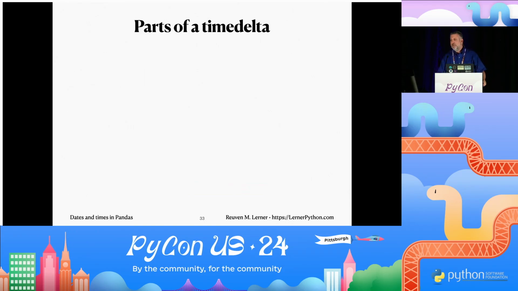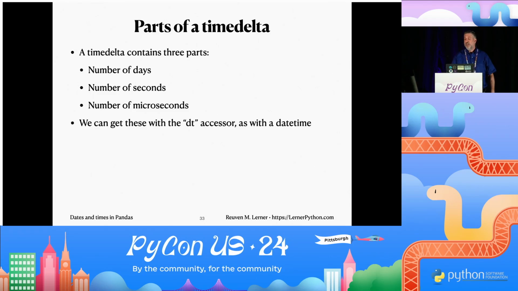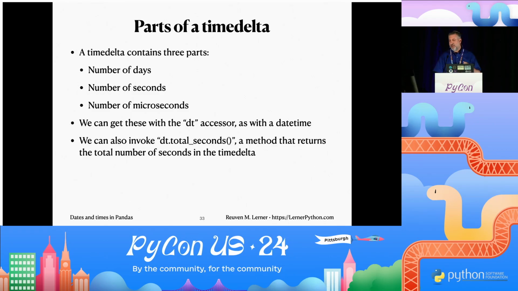Well, what can I do with a time delta? It turns out that it has only 3 parts to it: days, seconds, and microseconds. So you can pull each of those out. And how do you do that? Use the dt accessor, just the same as a datetime, even though it's a different data structure. But we also have one more thing we can do. We can invoke the total seconds method, which gives us back a number. How many seconds total was that?